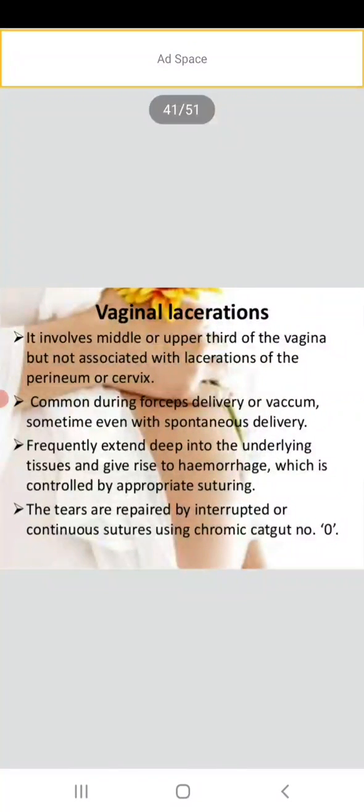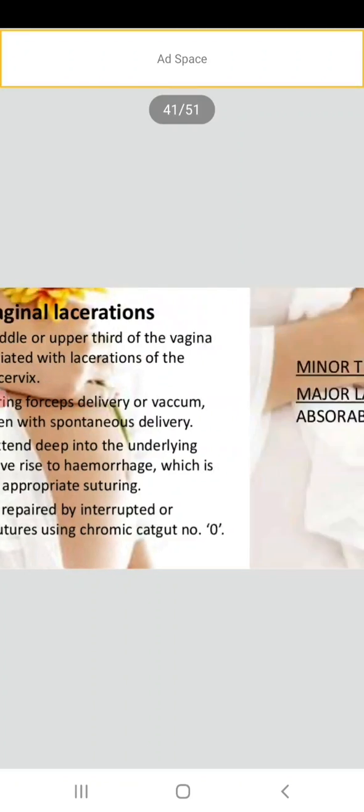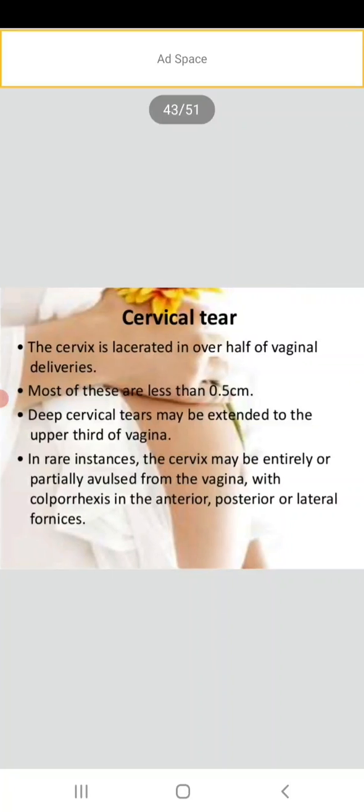Vaginal lacerations. It involves the middle or upper third of the vagina but is not associated with lacerations of the perineum or cervix. Common during forceps delivery or vacuum, sometimes even with spontaneous delivery. Frequently extends deep into the underlying tissues and gives rise to hemorrhage. By appropriate suturing, the tears are repaired by interrupted or continuous chromic catgut. Treatment: minor, no suturing; major, repair using absorbable suture.